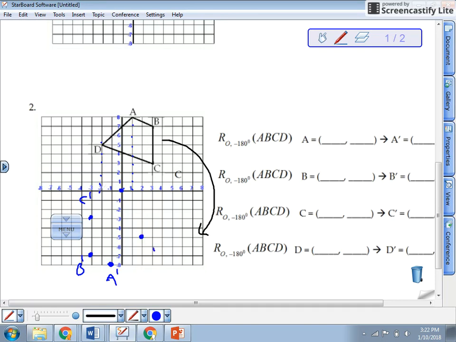And then you just simply connect your dots. And there is my quadrilateral rotated 180 degrees. And then labeling the points, I think you guys are comfortable with that. You guys know how to do that.